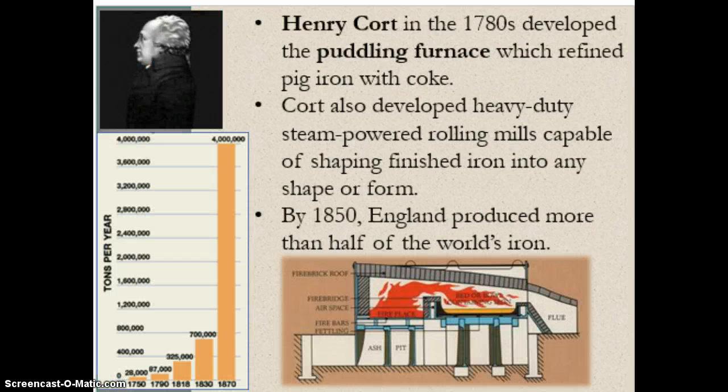A guy named Henry Cort storms onto the scene in the 1780s, and he develops the puddling furnace, which allowed the pig iron to be refined in turn with coke. All right. Now, again, I'm not an expert in metallurgy and producing this stuff. I don't do this as a hobby. But again, think about what we need to see here.